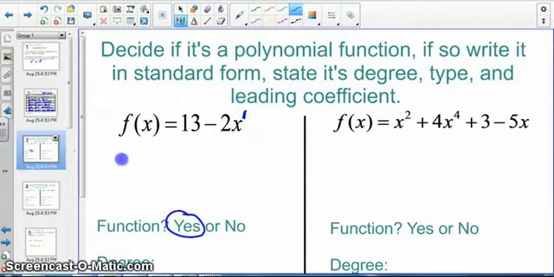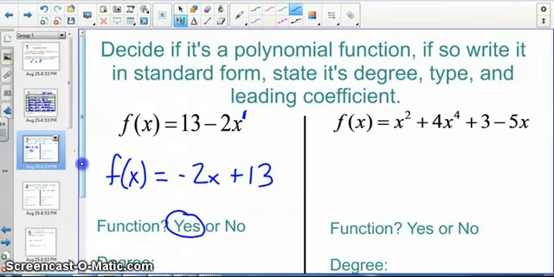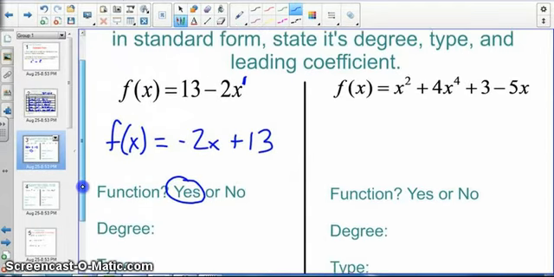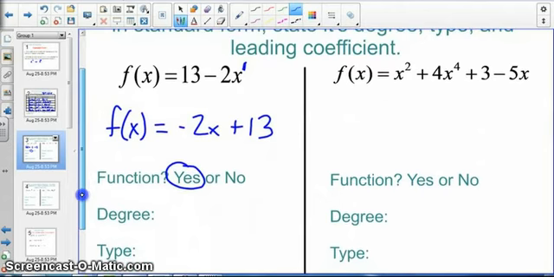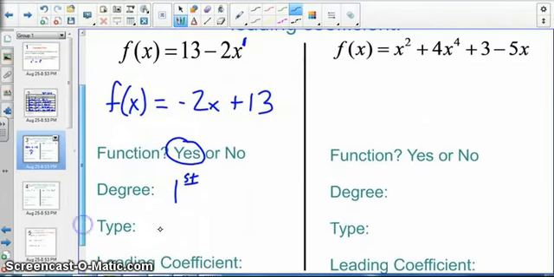Now, is this in standard form? It is not. We need to switch it around. So it'd be negative 2x plus 13. We're writing this in order. Now your degree is your highest exponent, which is 1. So it'd be a first degree. Our highest exponent was a 1, so the type of those are called linear. And then our leading coefficient is the thing that leads everything, negative 2.